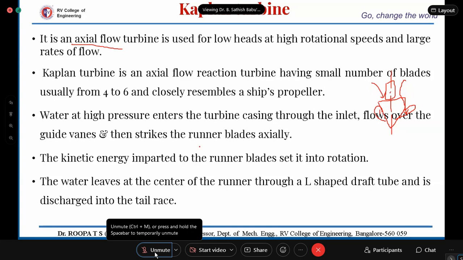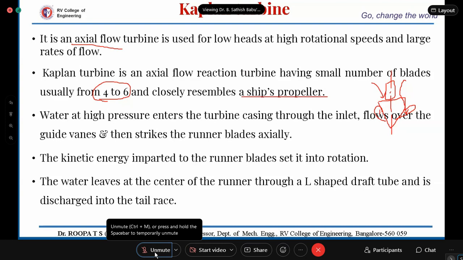So here this hub will not be carrying as many blades as we saw in the case of Impulse and Francis turbines. It will have very few blades, like 4 to 6 blades on the hub. Hence it resembles the propeller of a ship. Okay. This is one common quiz question. Name the turbine which resembles the propeller of a ship. So that is the Kaplan turbine.